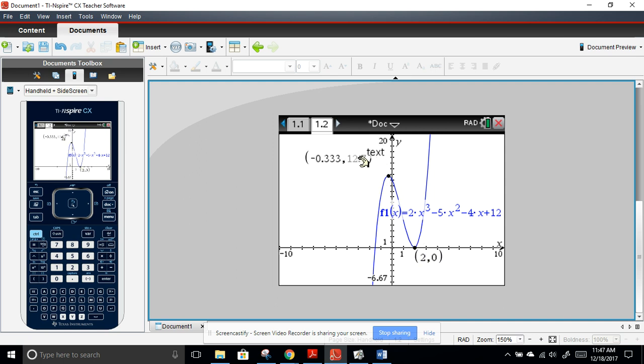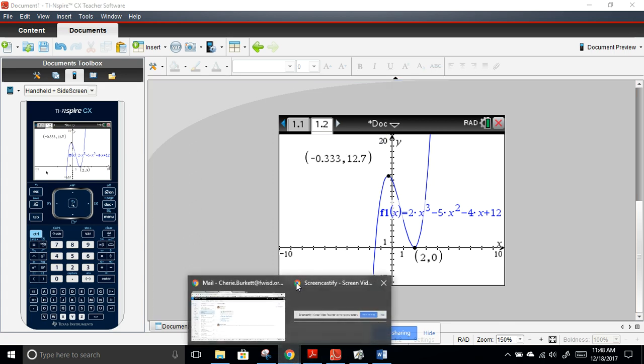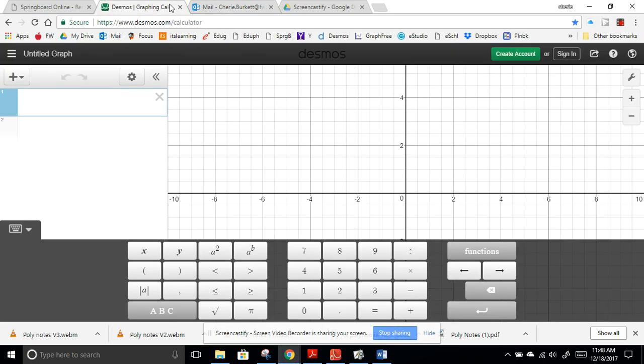So the relative maximum value right there, the highest point right there is 12.7. The relative minimum right there is 0. Again, you could do the same thing on Desmos. You would just have to type in the function and you'd be able to see, just point to it.